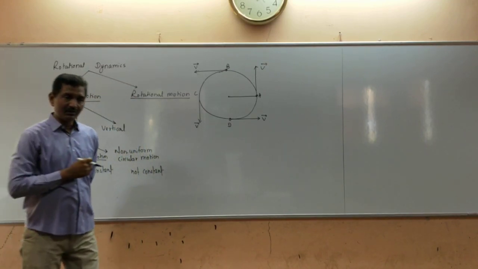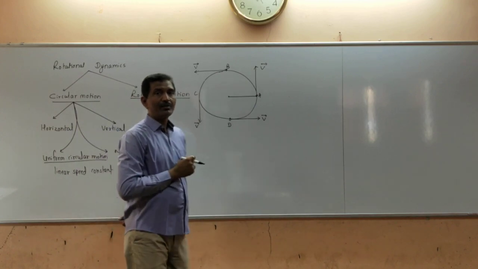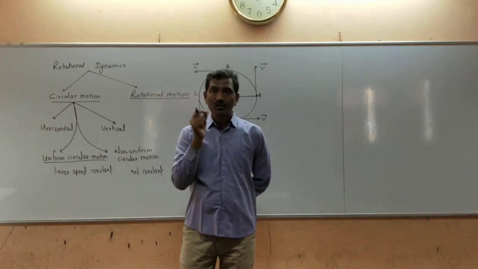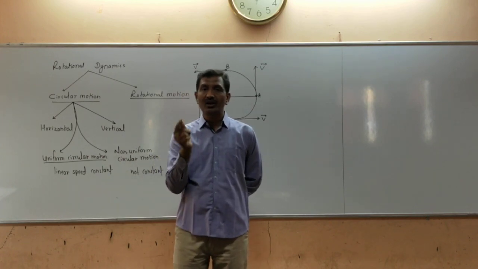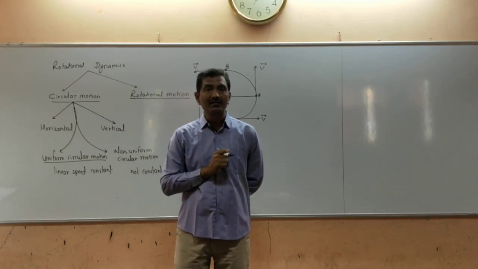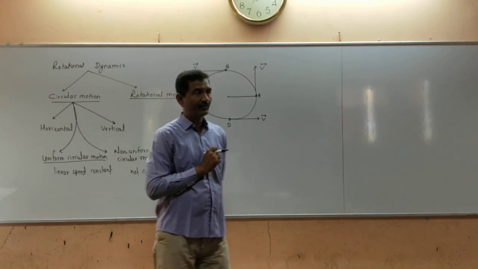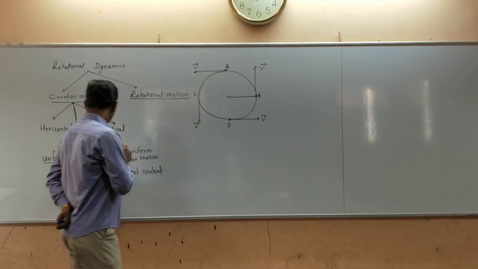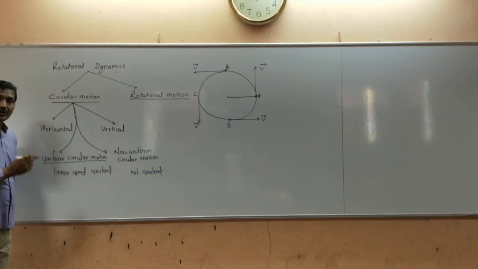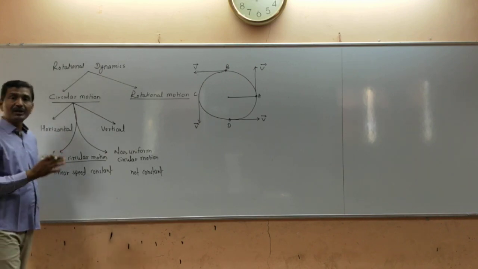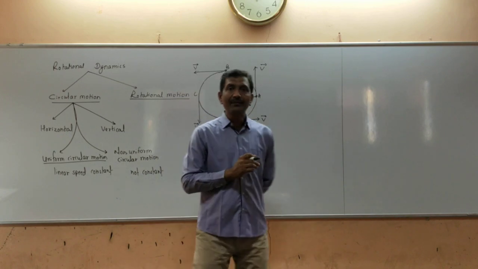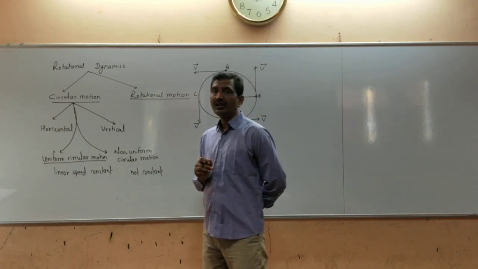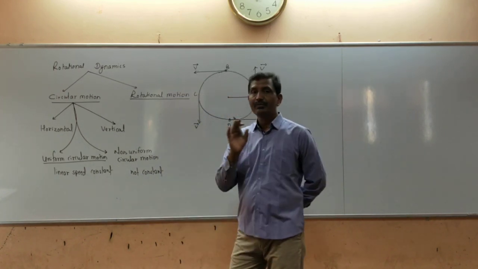You are also familiar with periodic motion. Periodic motion means what? A motion in which the position of the particle goes on repeating after a fixed interval of time. In case of uniform circular motion, the magnitude of the linear speed remains constant. Therefore it is clear that uniform circular motion is nothing but periodic motion.